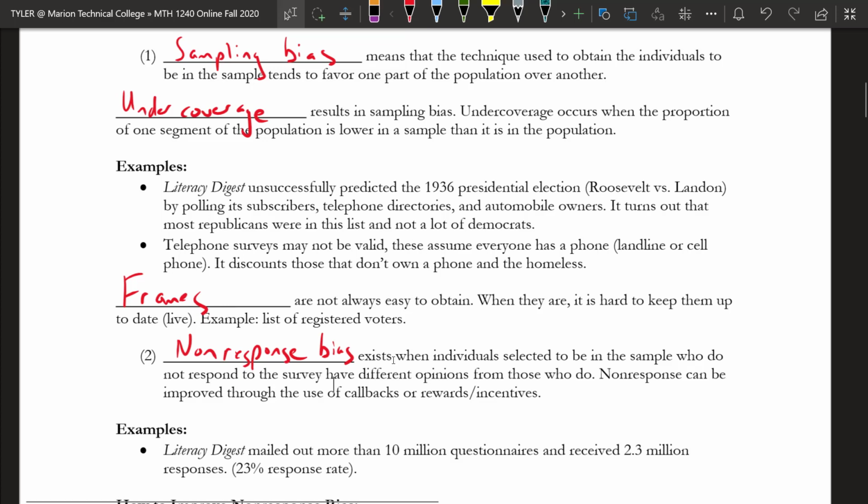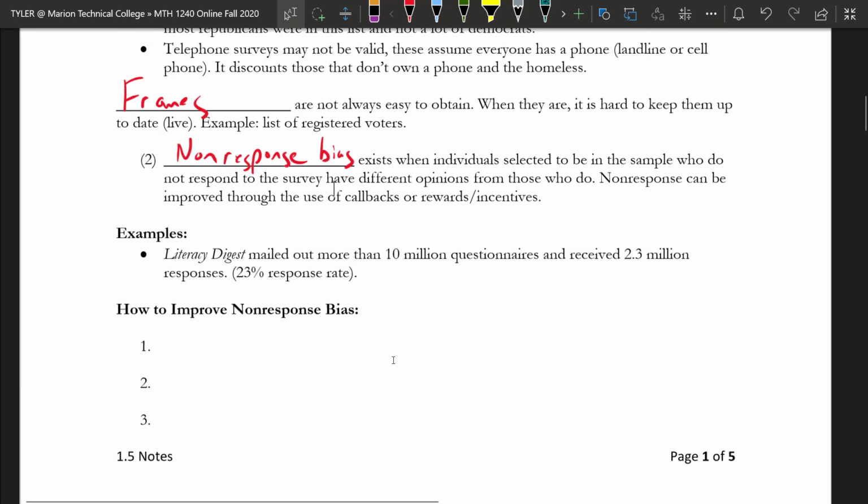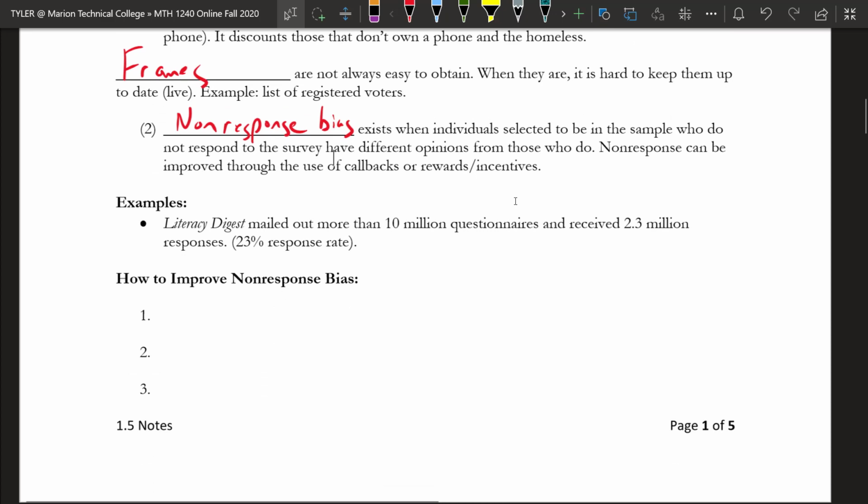So in other words, the people that aren't responding could impact our survey because maybe a particular group that feels a certain way chooses not to respond, and so we're not able to capture that viewpoint, capture that data from those. That's not going to be in our sample.